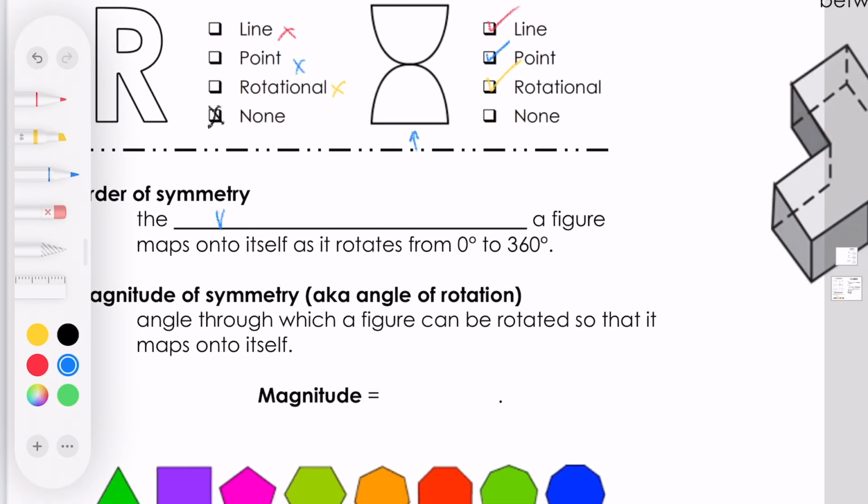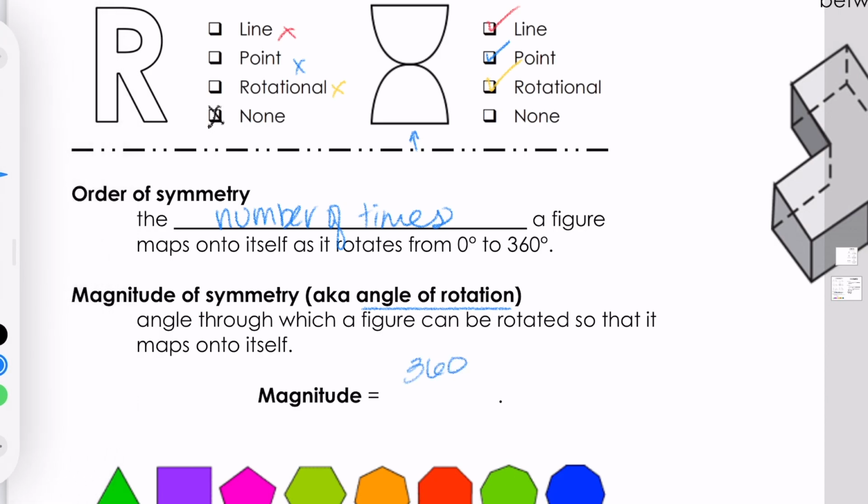All right, next up, this is some extra stuff that we're going to talk about. And this is the order of symmetry. This is the number of times a figure maps onto itself as it rotates from 0 to 360 degrees. Now, that can help you determine the magnitude of symmetry, which is the angle of rotation pretty much. And the magnitude can be found by 360 degrees divided by your order number.